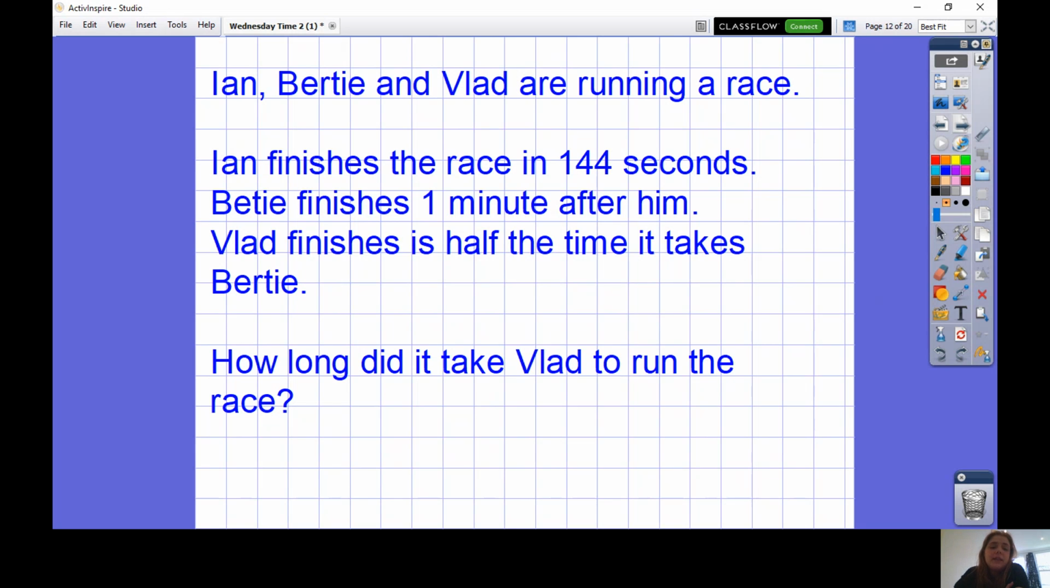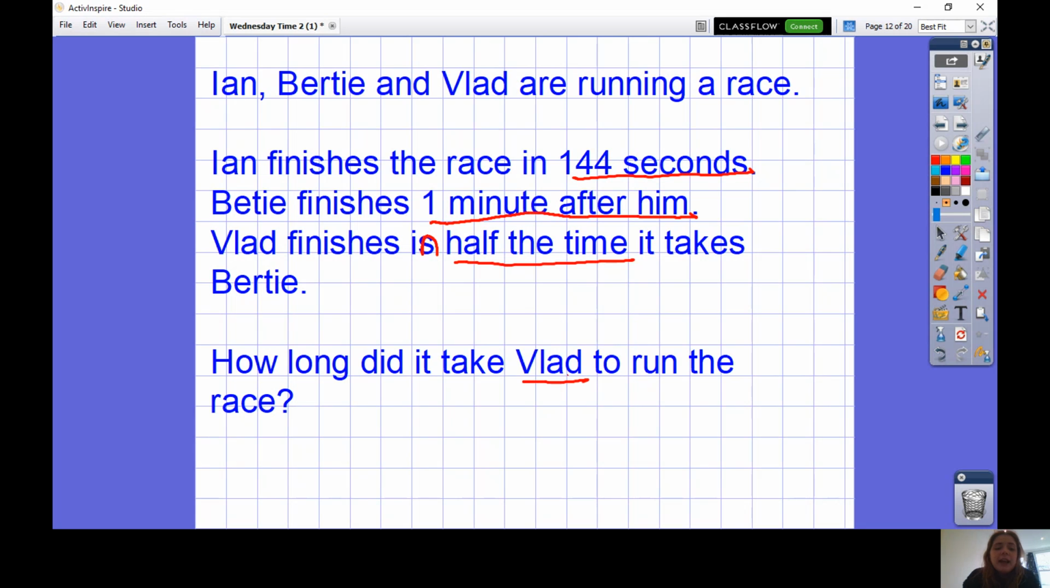Okay, you might also have a race like this one where you've got to use the different facts to find out your new one. I'm going to read you the problem and then I'm going to ask you to have a go at it. Those of you who are struggling, I can go through it step by step, leaving you time to complete each section by yourself. Ian, Bertie and Vlad are running a race. Ian finishes the race in 144 seconds. Bertie finishes 1 minute after him. Vlad finishes in half the time it takes Bertie. How long does it take for Vlad to run the race?